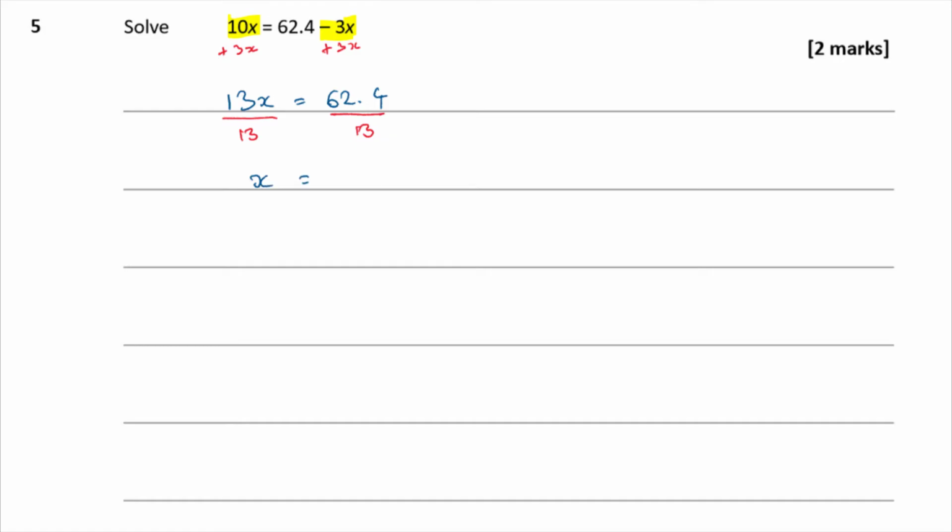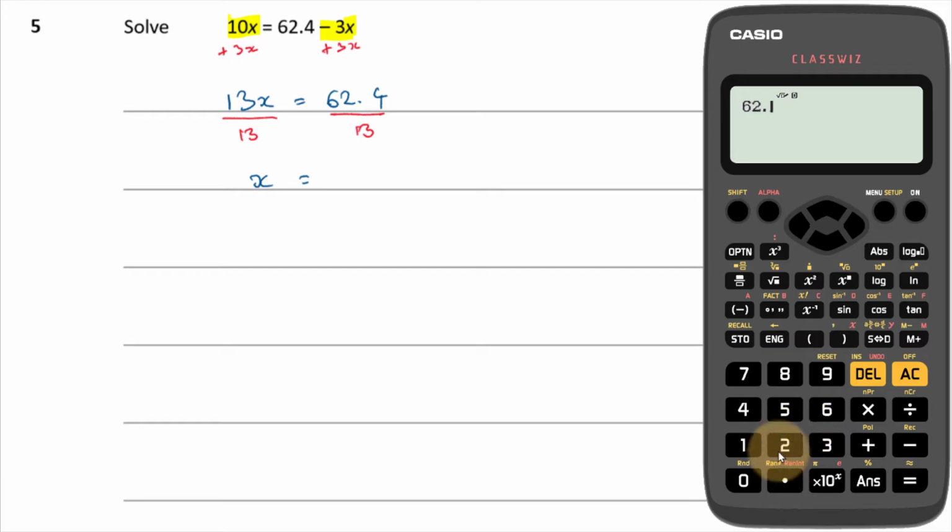So what's 62.4 divided by 13? Can't do that in my head. I'm going to grab a calculator, I think. 62.4 divided by 13, that comes to 24/5 or 4.8. So x is 4.8.